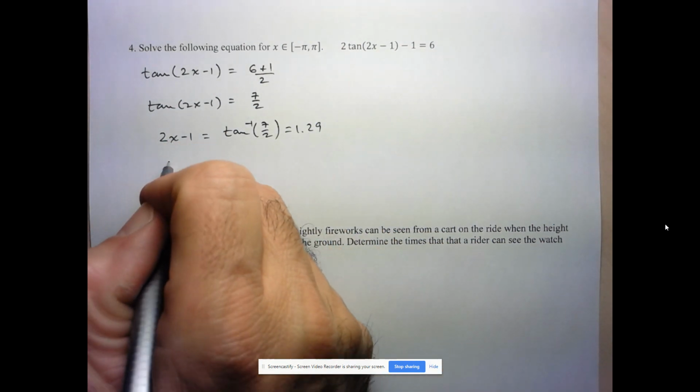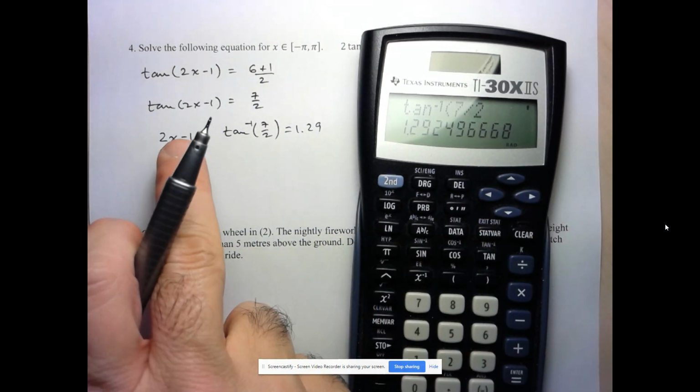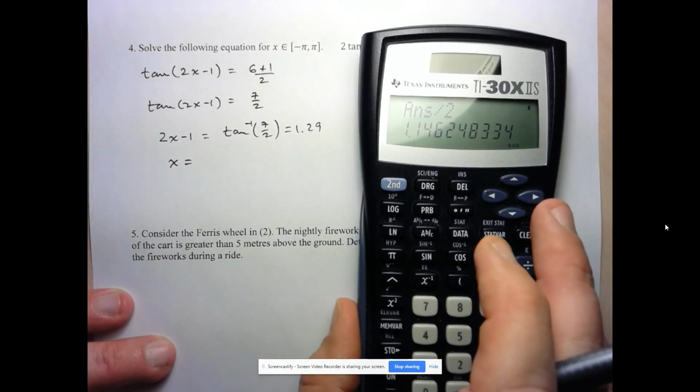All right, so here I'm going to solve for x. So we're going to take this 1.29, add 1 and then divide by 2. And so we have 1.15.